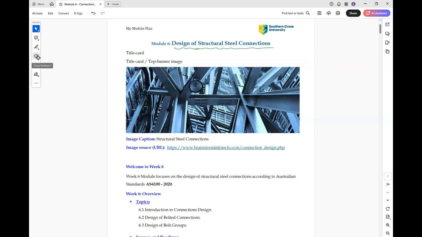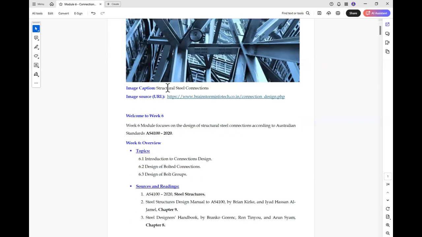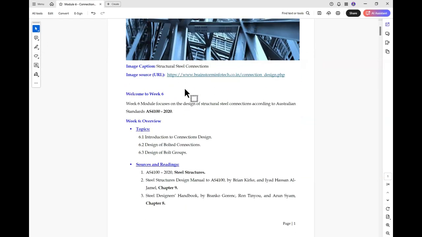So it will be about the design of connection between steel members. This is an overview of the topic we have today. We will have an introduction to the connection design, design of bolted connection, and design of bolt groups. We will be mainly talking about the bolted connection, which includes bolts.